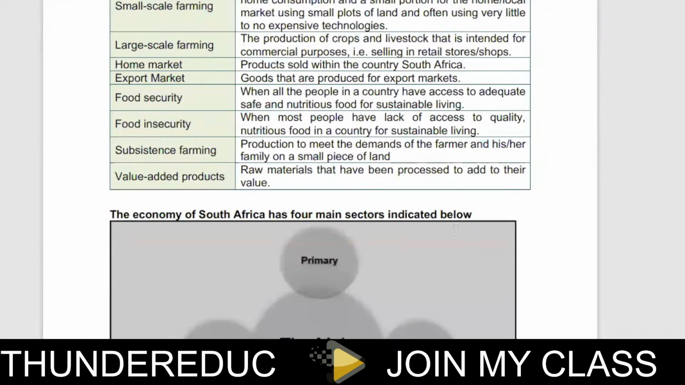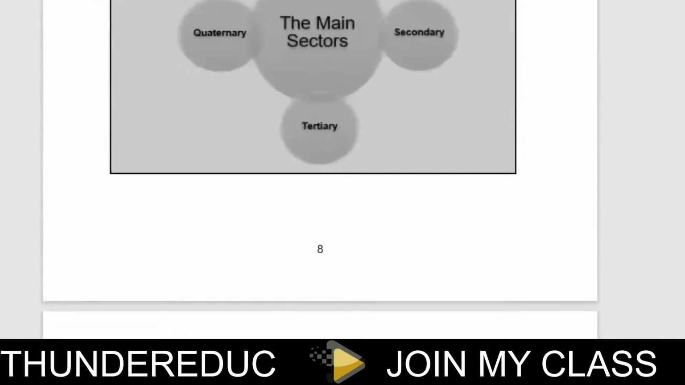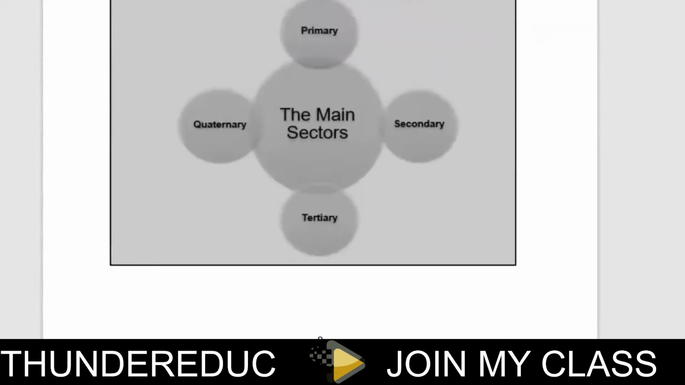How is South Africa's economic sector looking like? South Africa's economic sector has basically 4 main sectors, which starts with the primary sector. From the primary sector, we proceed to the secondary sector. From the secondary sector, we go to the tertiary sector, and then you look at the quaternary sector. These 4 sectors are the main sectors that are making up South Africa's economy.